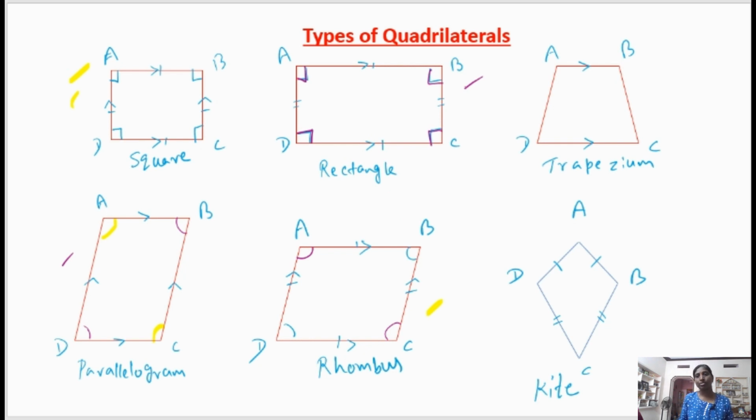Now in a kite, adjacent sides are equal.